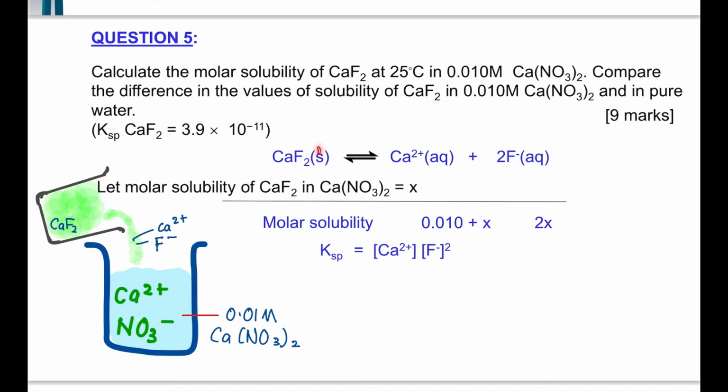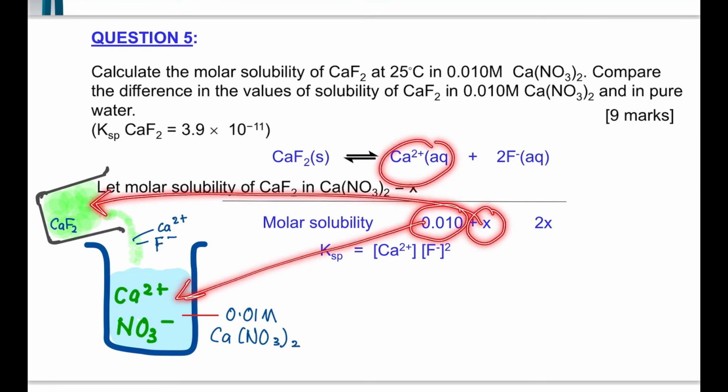Well, this dissociation will produce 1 mole of calcium 2 plus ion and 2 moles of fluoride ion. So it will form X molar of calcium 2 plus and 2X molar of fluoride ion. But there is 0.01 molar of calcium 2 plus that is already inside the solution that we want to dissolve. So this is coming from the solution and this X is coming from the salt. So the concentration of calcium 2 plus will be 0.01 molar plus X. Again, this one comes from here, this one comes from the salt that we want to dissolve.